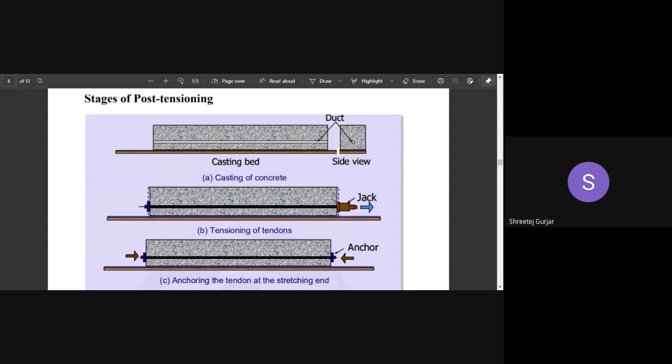Coming to the stages of post-tensioning, you can see in the figure, the first step is casting of your concrete. We cast the concrete, and during casting we place a duct. After the concrete has hardened, we can pass our pre-stressing steel or steel tendons through those ducts, which can be later tensioned. In post-tensioning, as the name suggests, we tension the steel after the concrete has hardened.